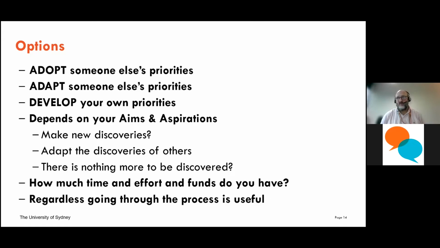Part of this also depends on what your service, what your agency, wants to achieve. Does it aim to make new discoveries? Is it okay turning other people's innovations into practice? Or does it really take the view that there's nothing more to be discovered, that we know everything, we just have to do it? All the work's already been done. Probably if your agency took that last view, you probably don't need research priorities. I think you might need another place to work, but that's another story. Some of this is also down to how much time, effort and funds you have. So regardless, I think going through this process, taking a pause today to think about what your research priorities are, is a useful thing to help you to be a more assertive user of research.